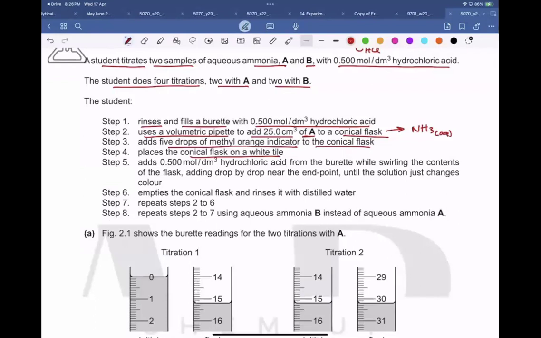Why do we put it on the white tile? If sometime the examiner asks you, you can write over here: to observe the color change. The color change would be very visible when you observe it against the white tile.